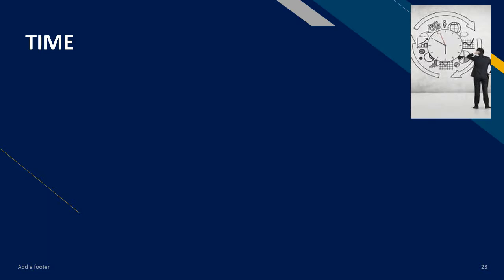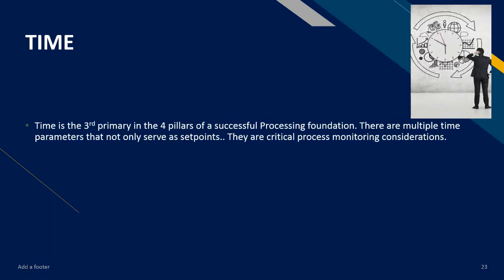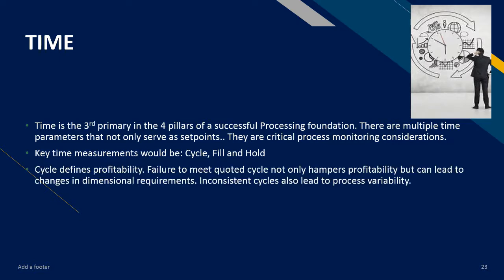The next primary would be time. Time is the third primary in the four pillars of a successful processing foundation. There are multiple time parameters that not only serve as set points, they are critical process monitoring considerations. Key time measurements would be cycle, fill, and hold.